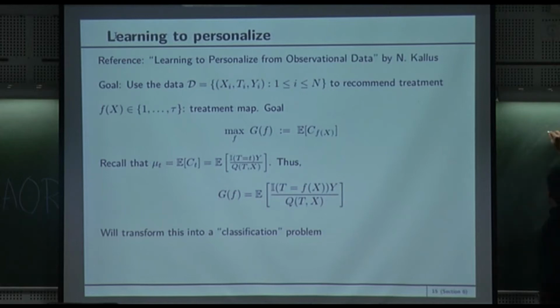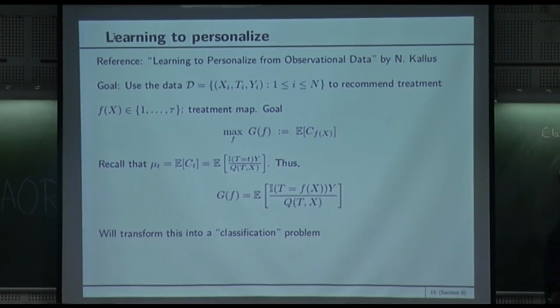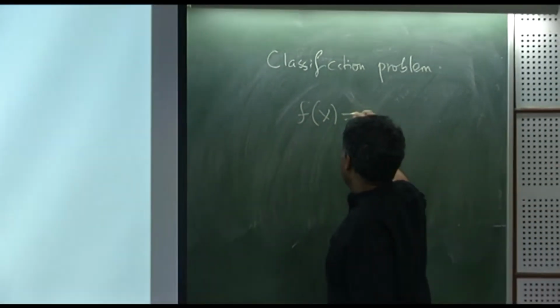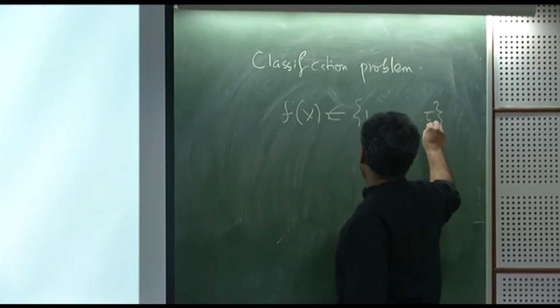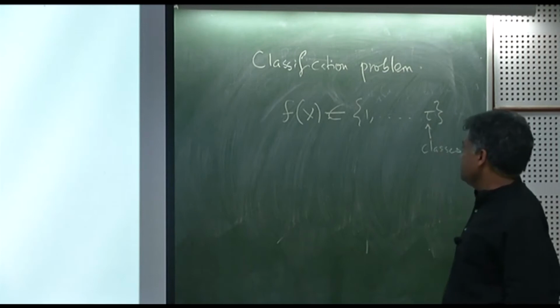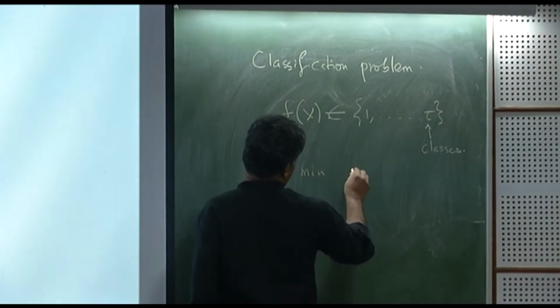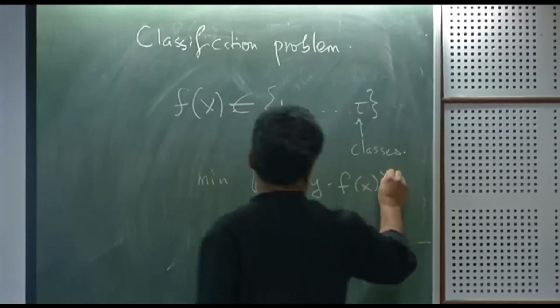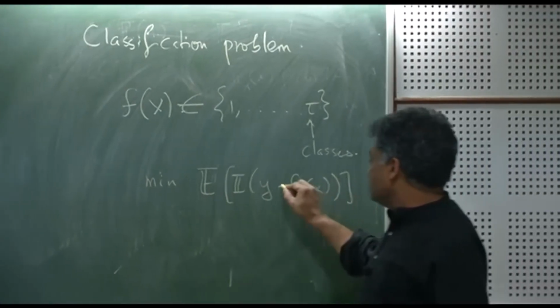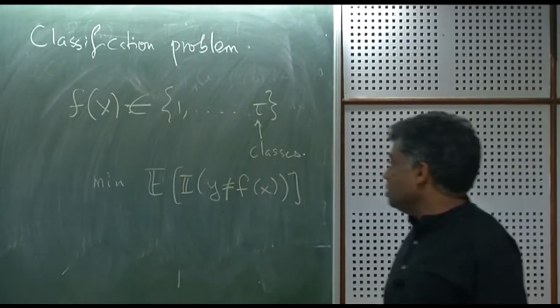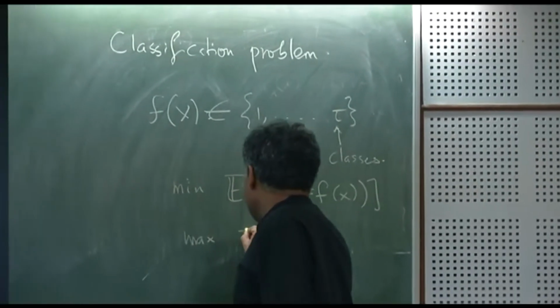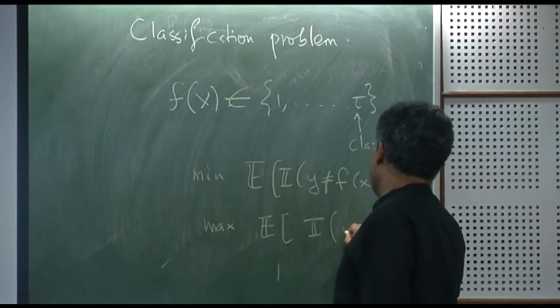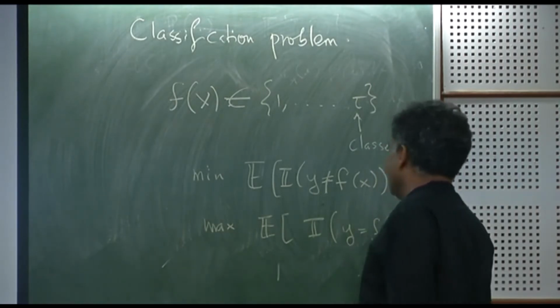Remember, think about a classical classification problem. The classification problem is that you've got some input, you want a mapping from that input which maps it into some set of classes 1 through tau, and you want to minimize some error. Typically you want to minimize maybe the error between the true outcome and your outcome, y minus f of x, or you want to minimize the probability that the outcome is not equal to f of x, or you want to maximize the expected value of the indicator function that y is equal to f of x. So that's typically what a classification problem does.